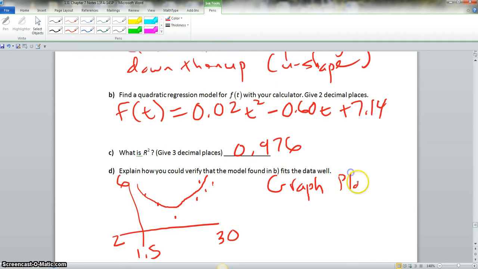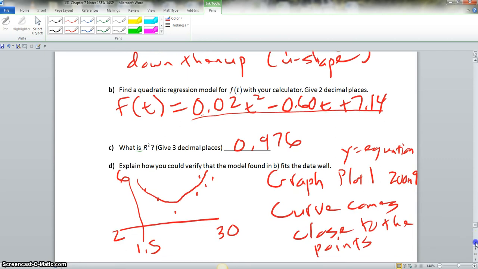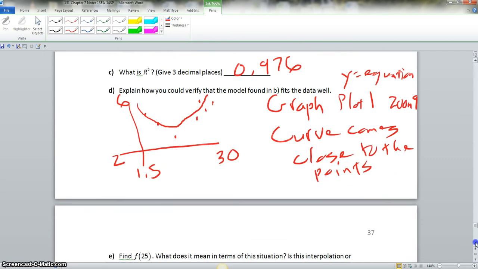So we would graph, and it'll be plot 1. And then we would zoom 9. And then the curve comes close to the points. Now, of course, we're typing in the y equals equation. So we would type this equation in y equals, and we will turn on our plot 1 and zoom 9. And this will be our final answer.